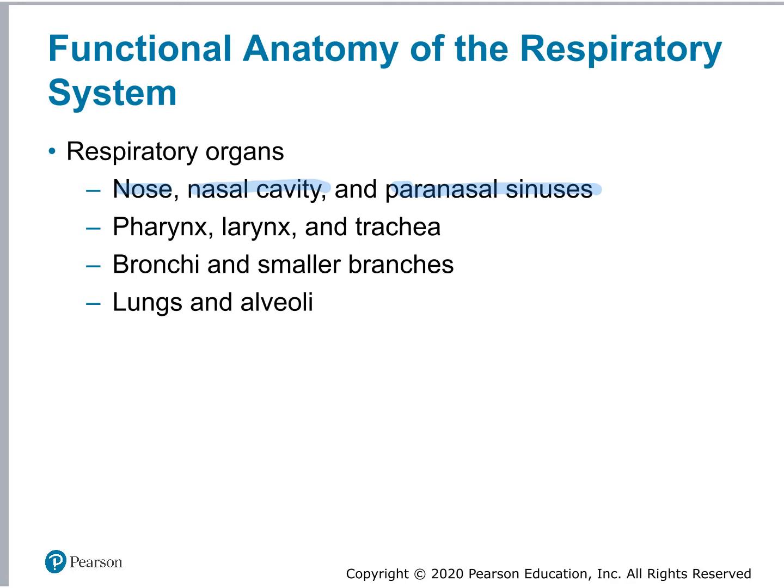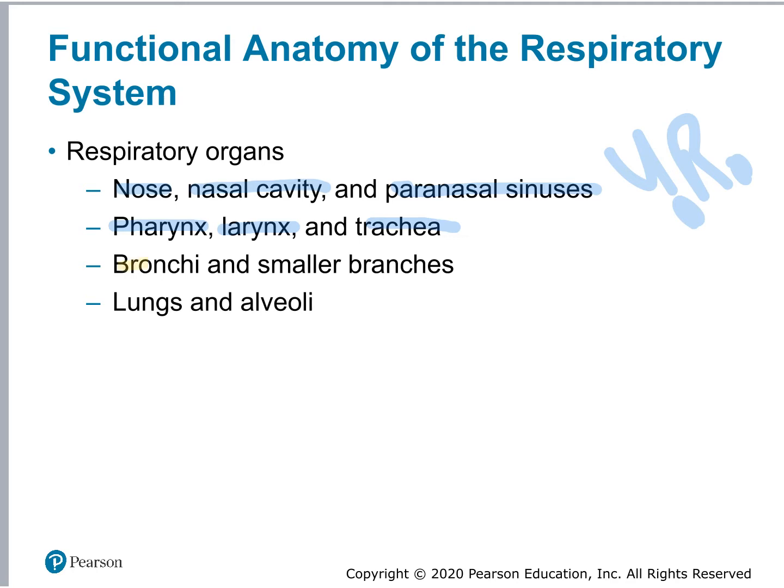And then we have the pharynx. The pharynx is an open passageway behind the nasal cavity, behind the oral cavity, and right above the larynx. The larynx is the voice box, and then we have the trachea. All of the parts that we've listed so far are part of the upper respiratory system. We can separate the respiratory system into upper and lower respiratory system. The rest of these are part of the lower respiratory system.